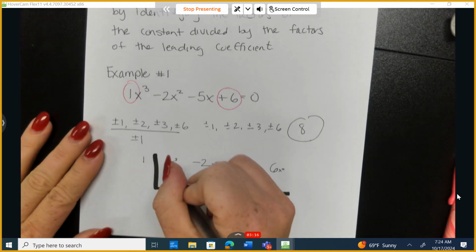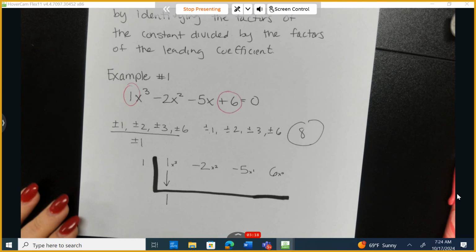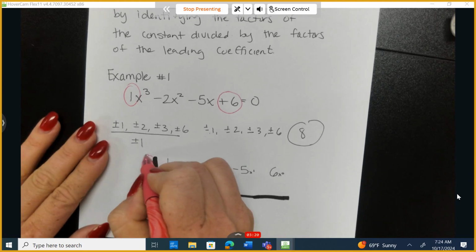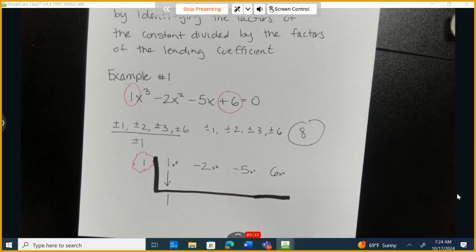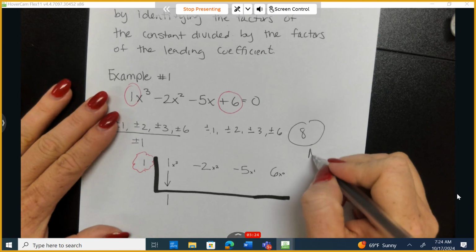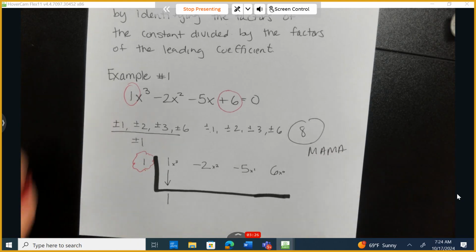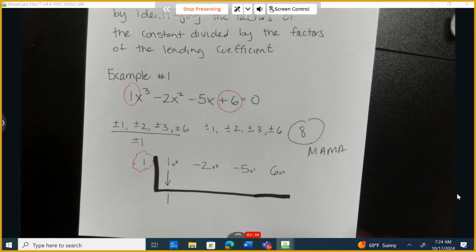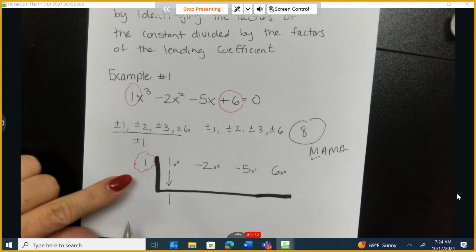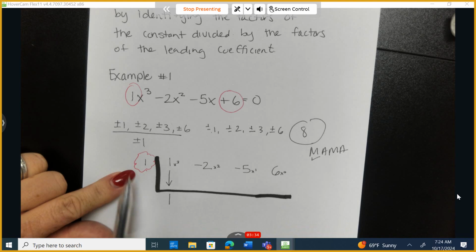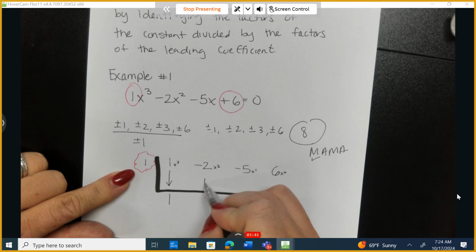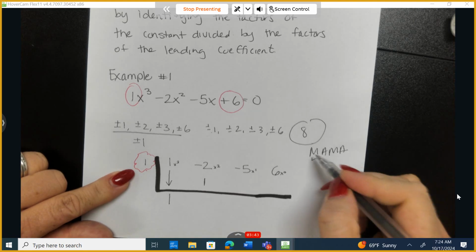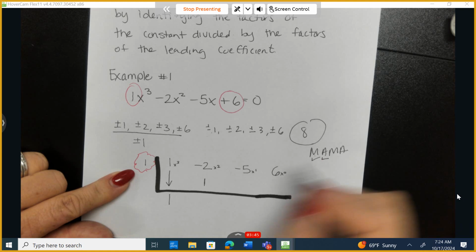And now I'm going to start by dropping down the very first number. This is like a magical number, and everything's going to go back to this. So I'm going to write MAMA off to the side as a reminder of what the operations are. Okay, so once I get started here, everything is set up. I'm going to start by multiplying. What do I multiply? The bottom number with this little magical number outside that I'm testing. 1 times 1, where do I put the answer? Underneath the second set.